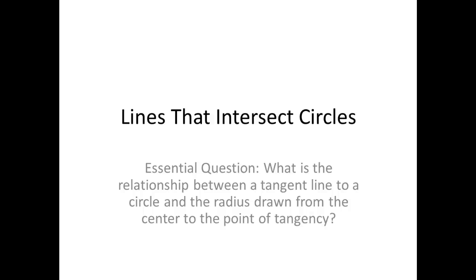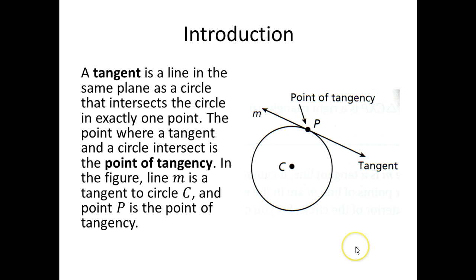In this lesson, we will learn about lines that intersect circles. In particular, we will answer the following question. What is the relationship between a tangent line to a circle and the radius drawn from the center to the point of tangency? Now, a few vocabulary words that we require before answering that question are the following.